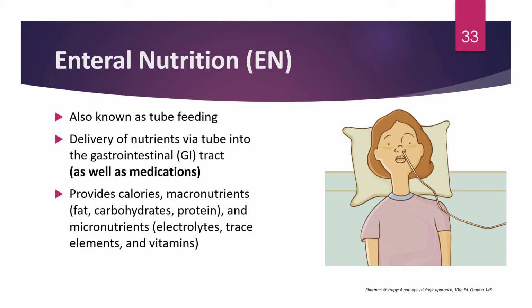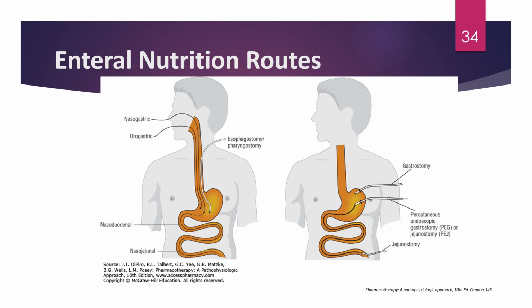Enteral nutrition or tube feeding typically provides calories and macronutrients in the form of fat, carbs, and protein, as well as micronutrients to our patients: electrolytes, trace elements, and vitamins. We do have many different routes that we can give nutrition via for enteral nutrition. Our typical way of taking in food for a normal patient who is not on tube feeding is to take it in via the mouth.